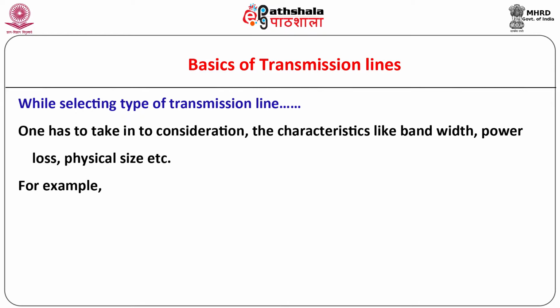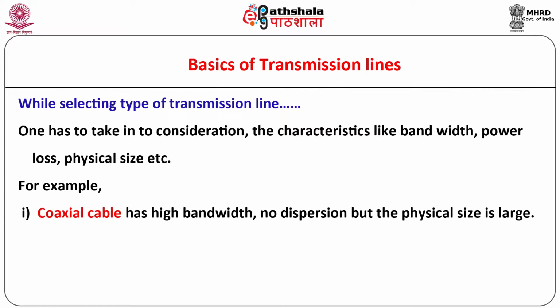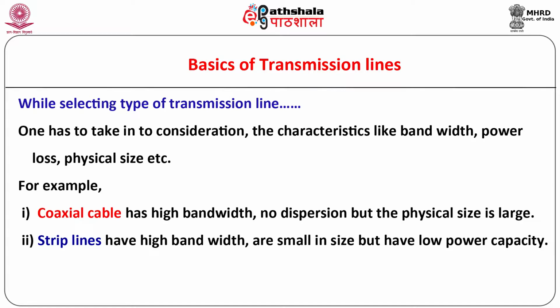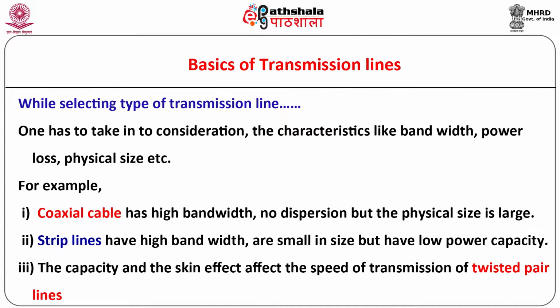For example, coaxial cable has high bandwidth and no dispersion, but the physical size is large. Strip lines, on the other hand, have high bandwidth and are small in size, but have low power capacity. The capacity and the skin effect affect the speed of transmission of twisted pair lines. We can have several such examples.